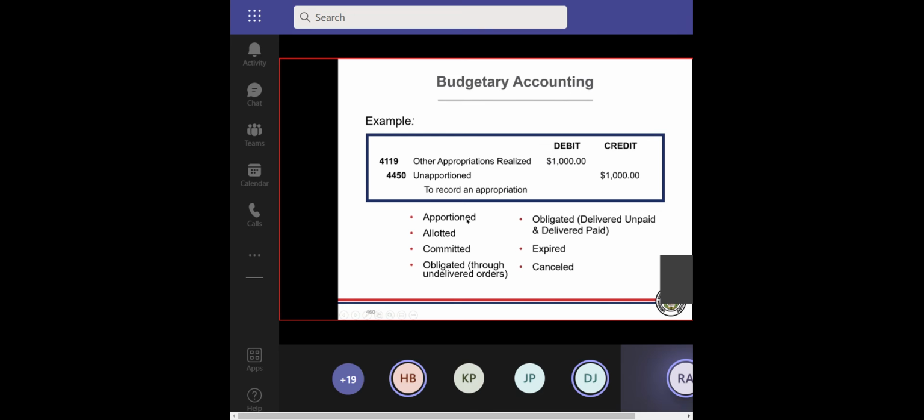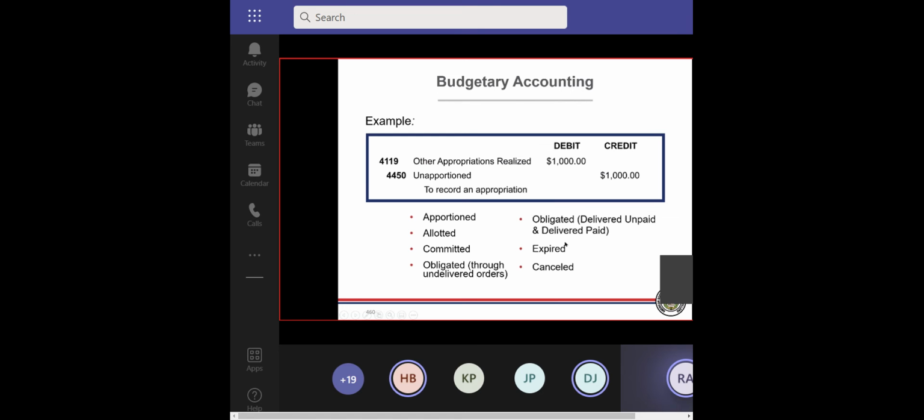And all we do throughout the use of that, as we move from apportioned to allotted, allotted to committed, committed to obligated, undelivered obligated, delivered, till the close of the fiscal year, then any balances that are still not obligated move to an expired category. Five years later, anything in that expired category moves to a canceled status. But all along this whole process, we still have an other appropriations realized account of $1,000.